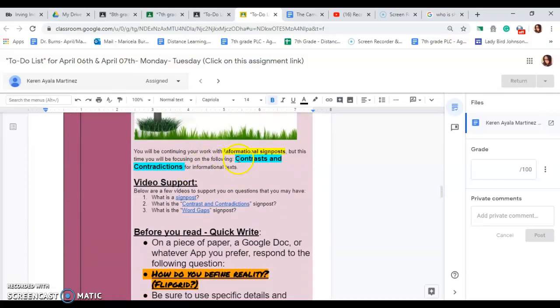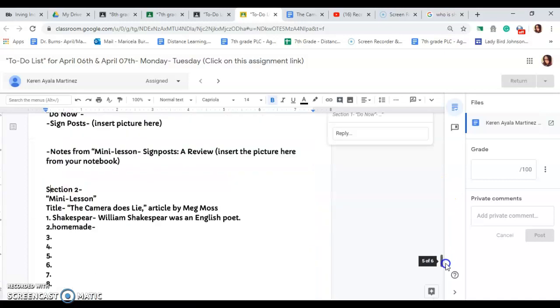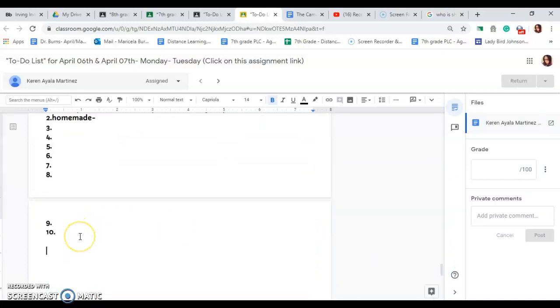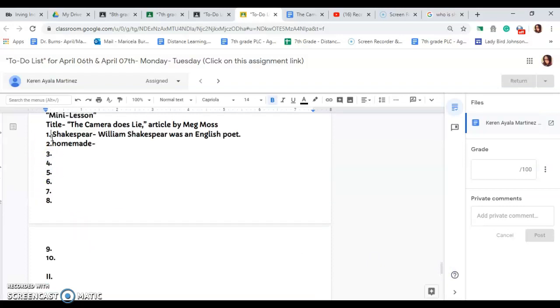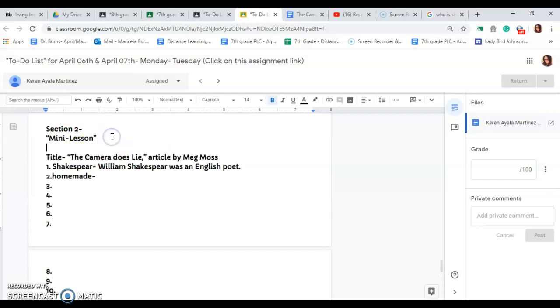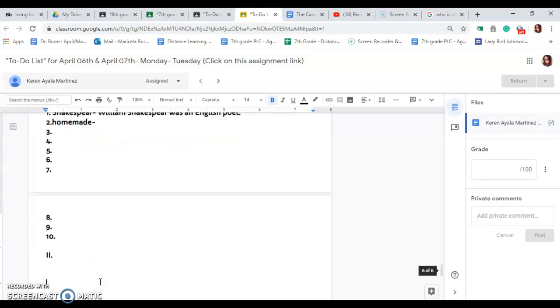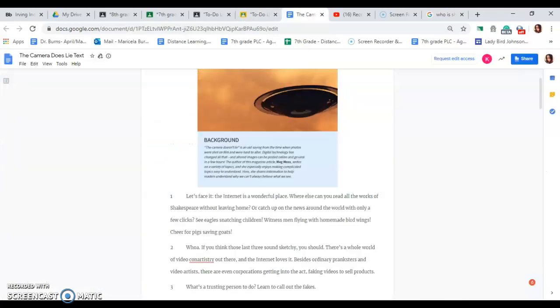We're going to pay special attention to contrasts and contradictions. Focus on that as well, besides word gaps. So that's the second part of what the mini lesson is asking you to do. So this would be the first part, right? Go down.